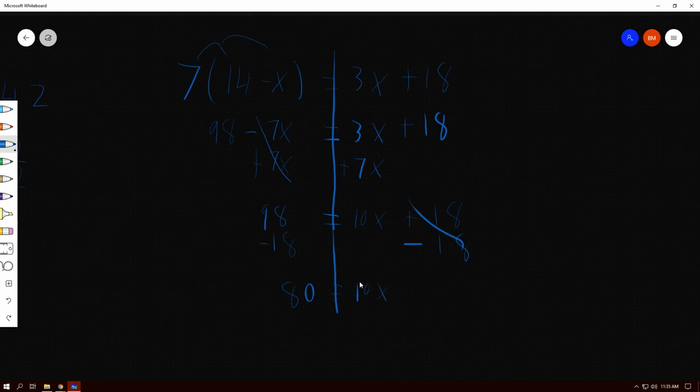All right, now what's happening to the x? Well, it is being multiplied by 10. So now I'm going to divide by 10, and I have 8 equals x.